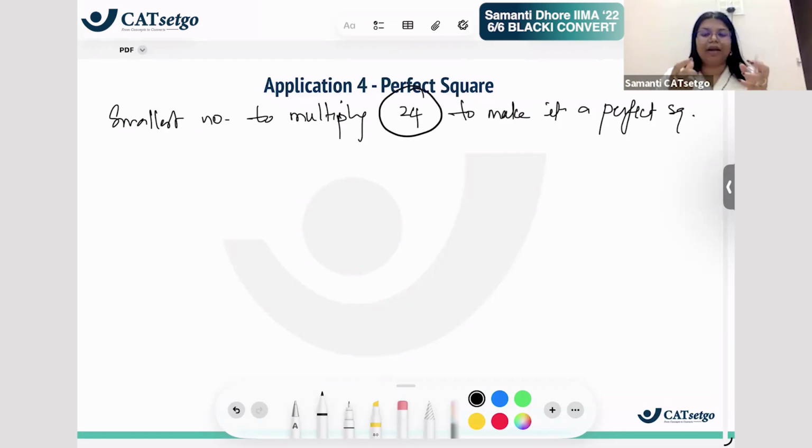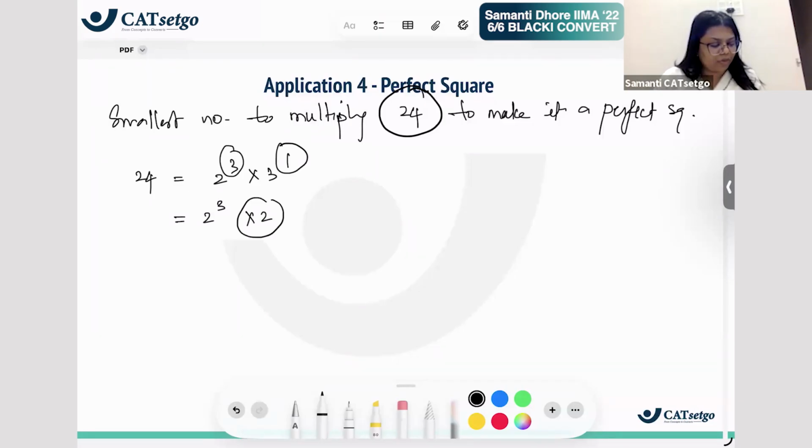अगर मुझे 24 को perfect square बनाना है, what is the smallest number I'll have to multiply with 24? So then you're like, okay, I know 24 is 2 cube into 3 raised to 1. For 24 to be a perfect square, I will need the exponents to be even numbers. So basically, I'll have to multiply this by 2^1, and I'll have to multiply this by 3^1. That is when it will become 2 raised to 4 into 3 square, which definitely is a perfect square.